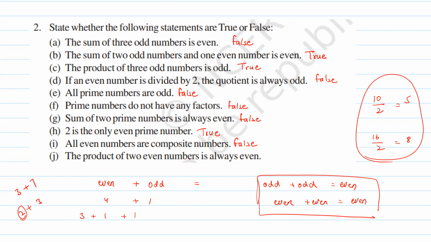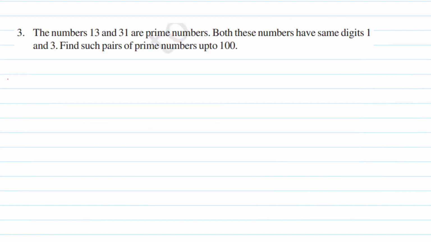The product of two even numbers is always even. Which means that when we multiply two even numbers, it will always come to be even, which is true, because when we are doing 2 into 8 or any other number, we cannot have any number for which we get an odd result. So it is true. Next question.